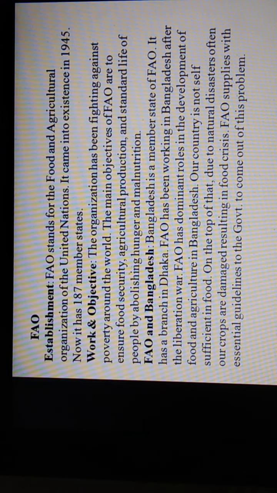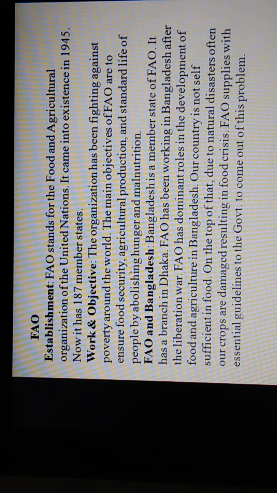Now, FAO establishment. FAO stands for the Food and Agriculture Organization of the United Nations. It came into existence in 1945. Now it has 187 member states. That is, it was established before UNESCO and UNICEF and also UNDP.